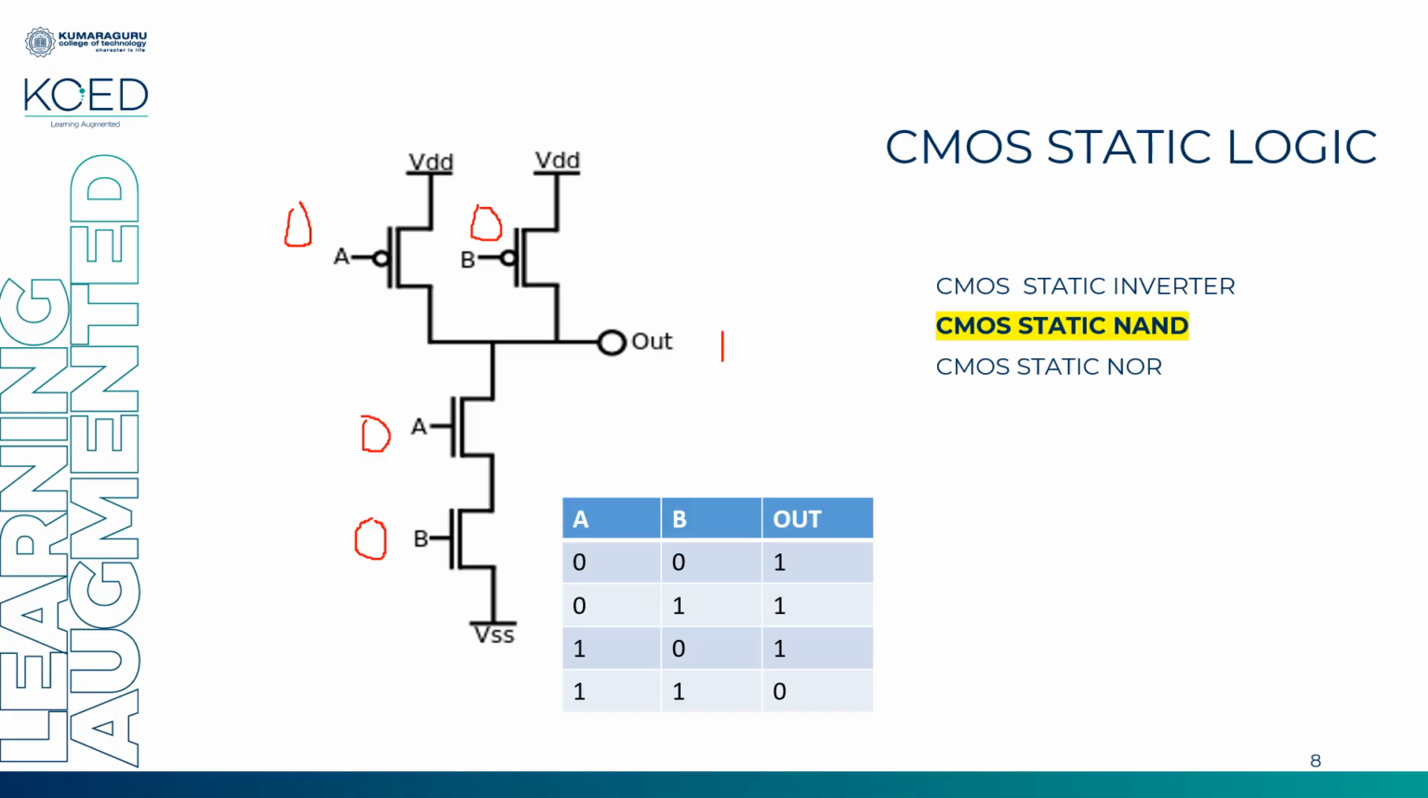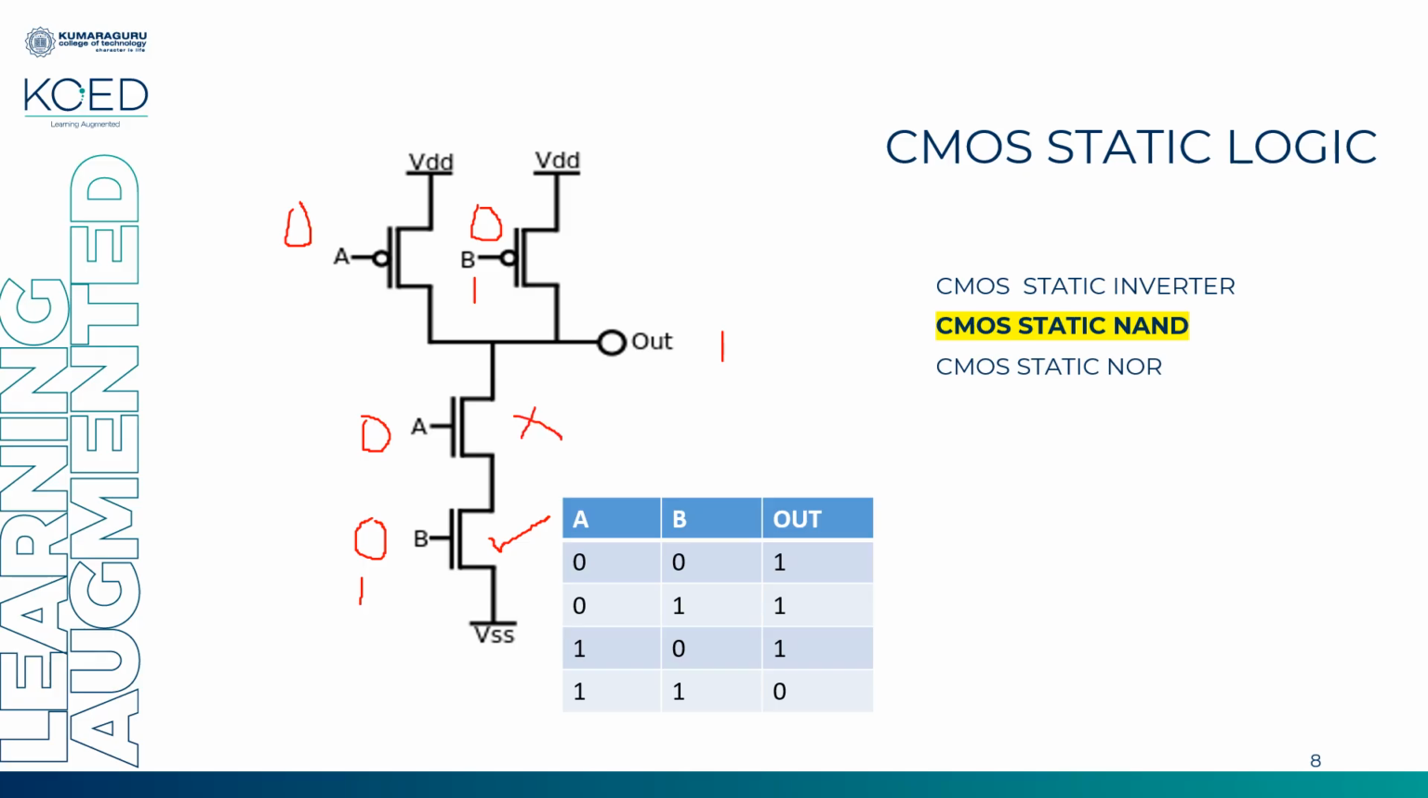Okay. Next combination is 0 and 1. So A is 0. Here also A I have given a 0. B is 1. Here it is 1. Here it is 1. So if it is 1, this transistor will turn on. This transistor will turn off.